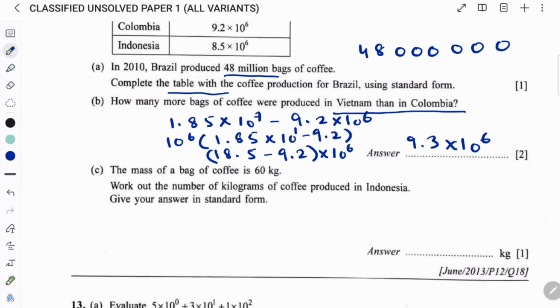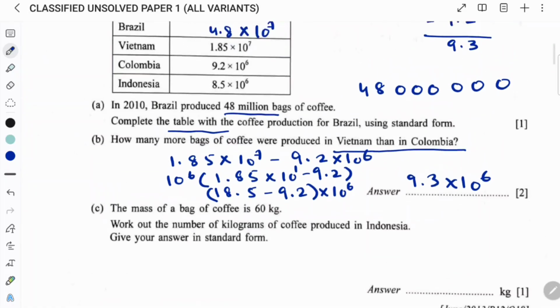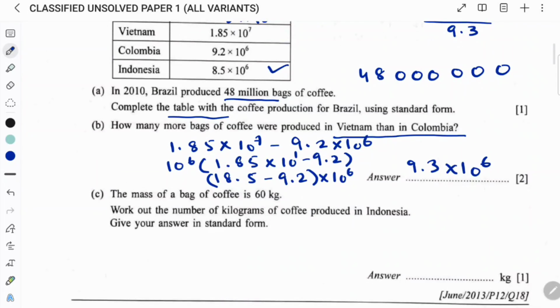Work out the number of kilograms of coffee produced in Indonesia. Give your answer in standard form. Okay, so we have in Indonesia 8.5 into 10 to the power 6. So for 60 bags is 60 times 8.5 into 10 to the power of 6. So we have to multiply 8.5 into 60.